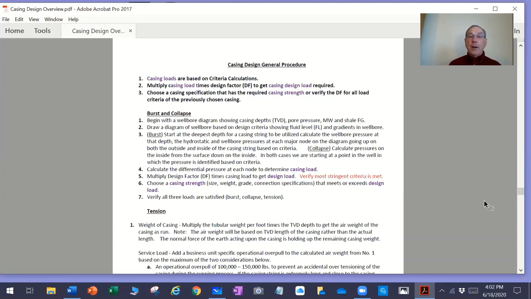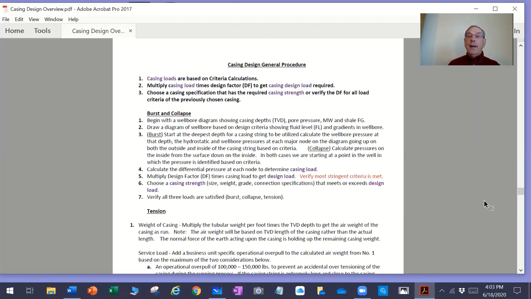And then you calculate the hydrostatics coming up the hole from that point, and you calculate at each node the pressure on the inside of the casing as you come up the hole all the way to the top of the well. For collapse, you calculate the pressure on the inside from the surface down. So in other words, collapse is based on a mud drop.